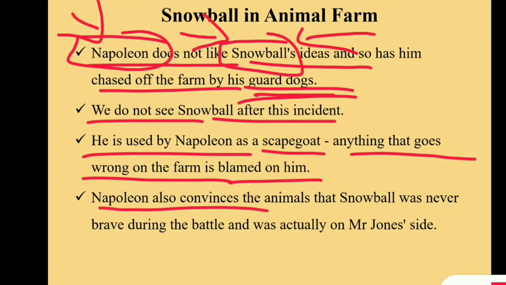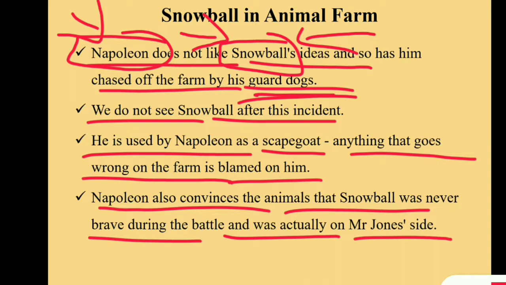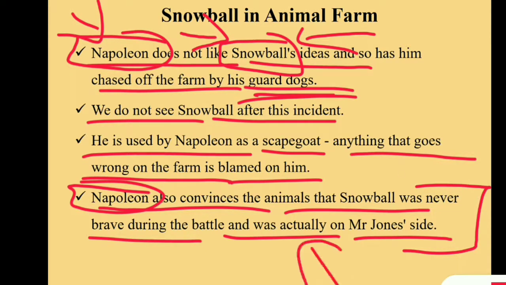Napoleon also convinces the animals that Snowball was never brave during the battle and was actually on Mr. Jones's side. This version of the story was made up by Napoleon in order to gain confidence from the rest of the animals, but this was not true. Okay, Snowball was somewhat a good pig and he thought about common people, whereas Napoleon did not.